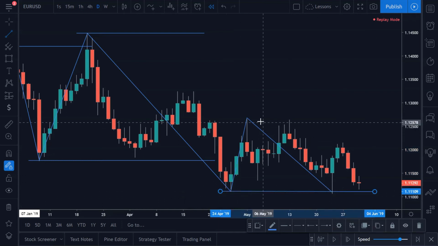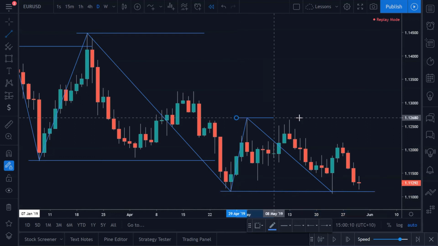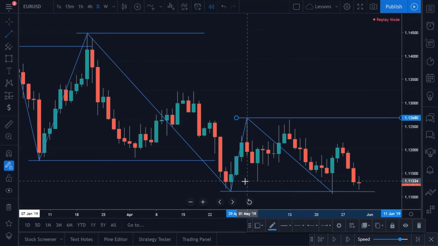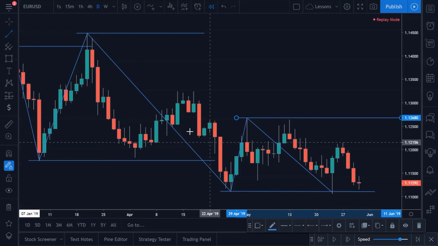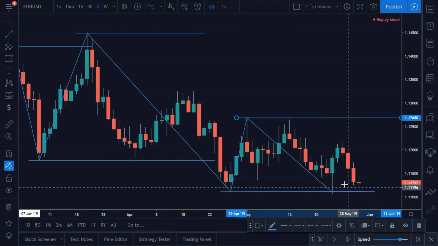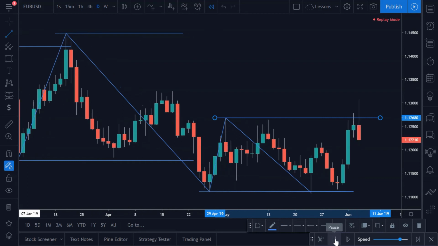So now, until we break above this high or break and close below this low, we are in a period of consolidation. The market is going sideways and your bias should be neutral with a slight bent towards the downside, because we still do have a bearish trend intact until this high is closed above. So keep that in mind. Let's move on, see what happens.